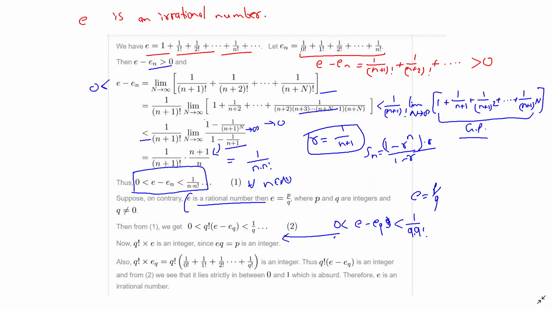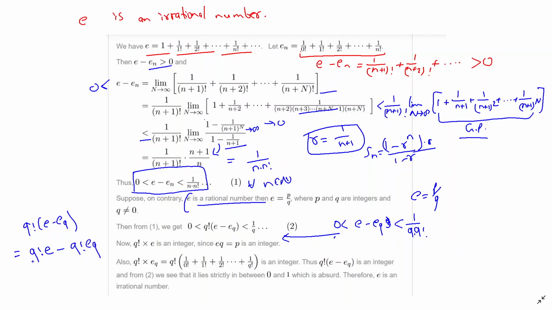Now from here we can derive this expression: 0 is less than e minus Eq, less than 1 upon q into q factorial. Multiply this whole expression by q factorial. So we will get q factorial times e minus Eq, and it will be less than 1 upon q, right? Now see, here we have q factorial times e minus Eq, so we can write it as q factorial into e minus q factorial Eq, right?